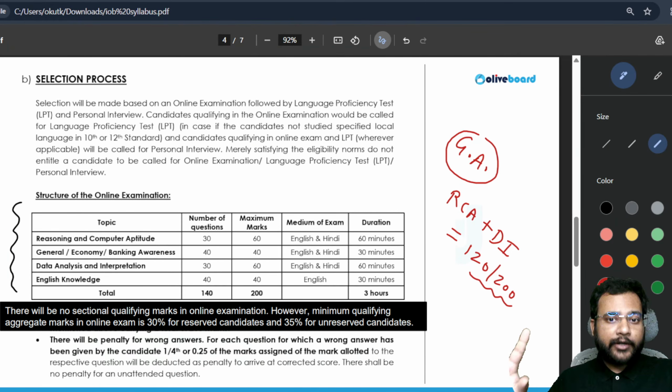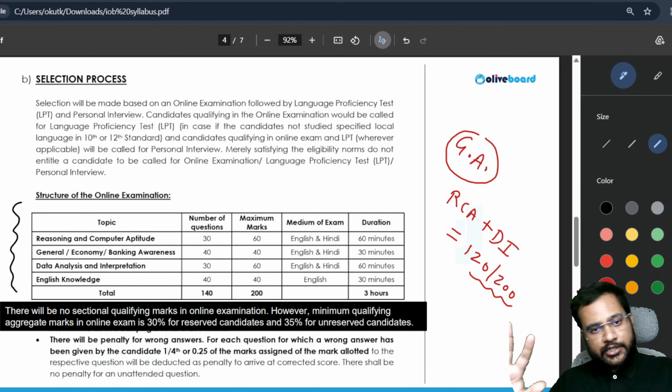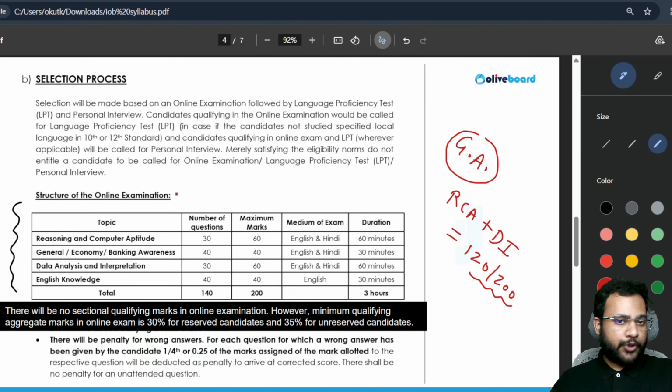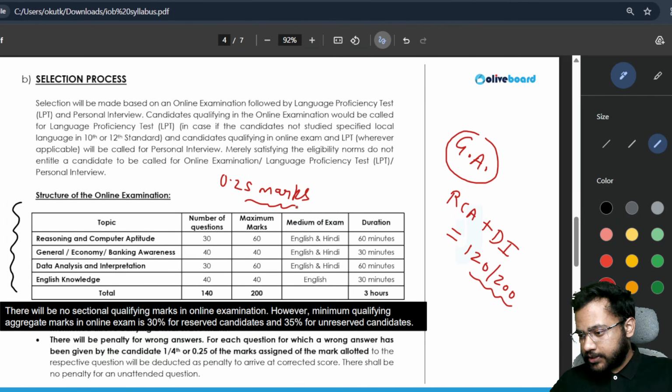And do not try to do guesswork. Guesswork for certain questions where we are partially sure is good enough. That is a fair thing to do. But for the questions about which we are not sure at all, where we are totally blank, do not try to attempt them, because there is a 0.25 marks negative that will be penalized if you give wrong answers. So the idea is to make sure that we are selecting the correct answer.